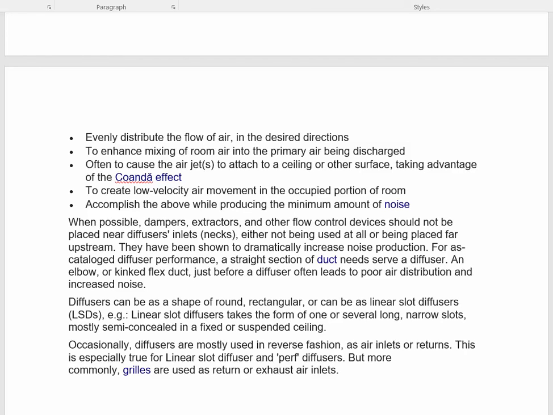Occasionally, diffusers are used in reverse fashion as air inlets or returns. This is especially true for linear slot diffusers and plaque diffusers, but more commonly grills are used as return or exhaust air inlets.